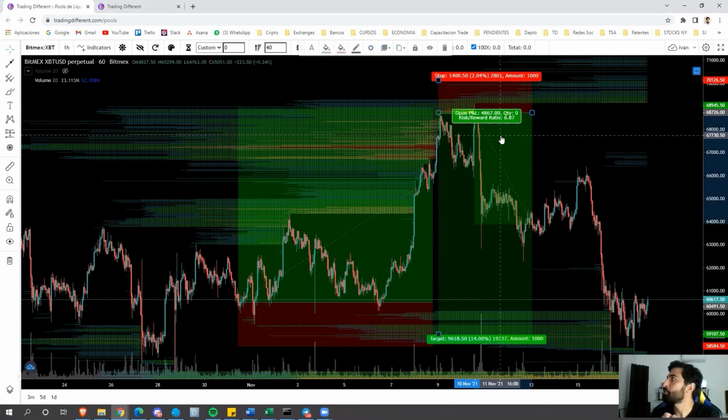Day trading and swing trading in this case. And 14% profit and 2% stop loss in this case. If you have 3x or 5x of leverage, the profit ends up being really significant.